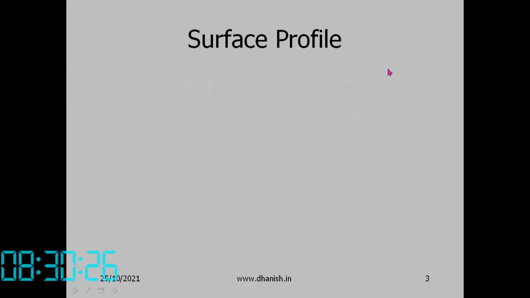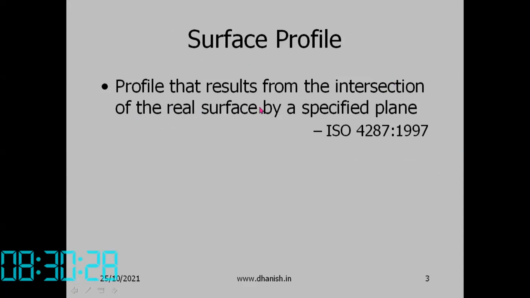Surface profile. The profile that results from the intersection of the real surface by a specified plane. If you imagine a plane cutting the surface, the intersection of the surface with the plane will show a profile. That is the ideal surface profile. This is what we are trying to get. This is our aim, to get the correct surface profile.